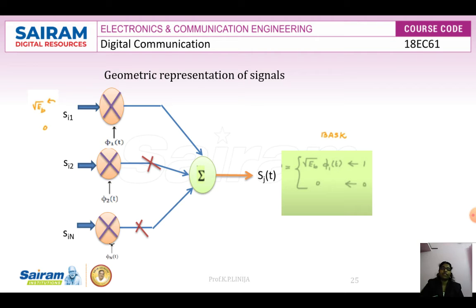Same way, if we consider binary phase shift keying, for the symbol 1 we will transmit root Eb, and for symbol 0 we will transmit minus root Eb. Therefore, the output of the summer will be root Eb into phi 1 of t for the bit 1 and minus root Eb into phi 1 of t for the bit 0. So this is the way the vector signal Si of t is transmitted, and the Si of t signal will vary according to the type of modulation scheme which we are going to use.